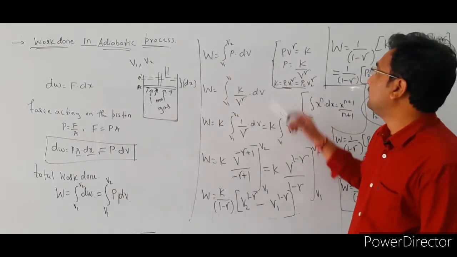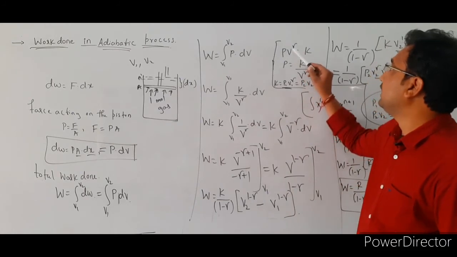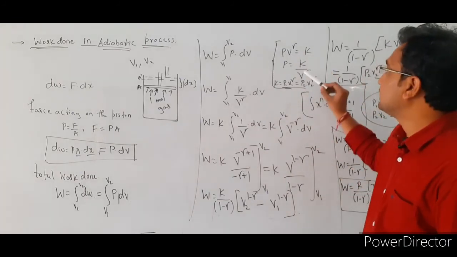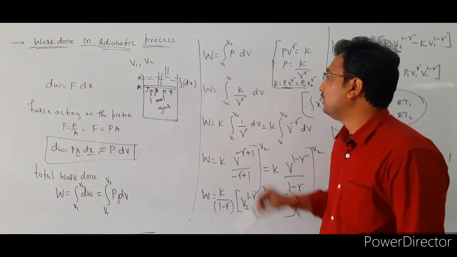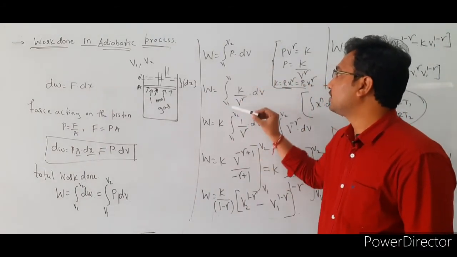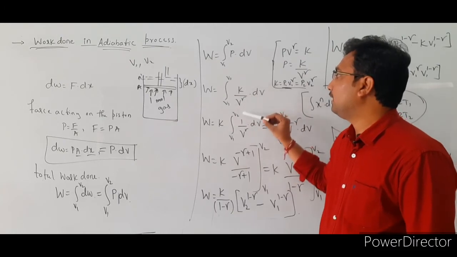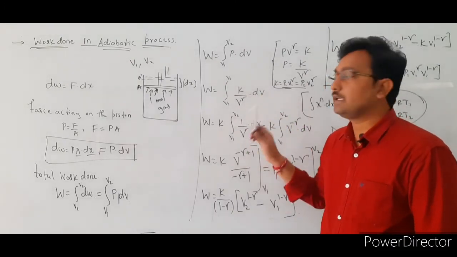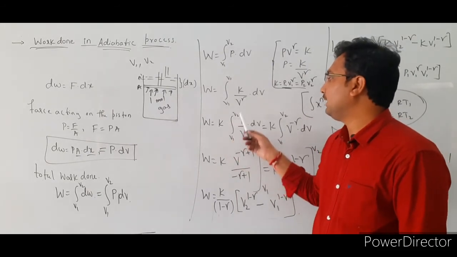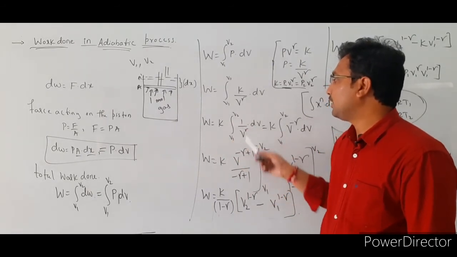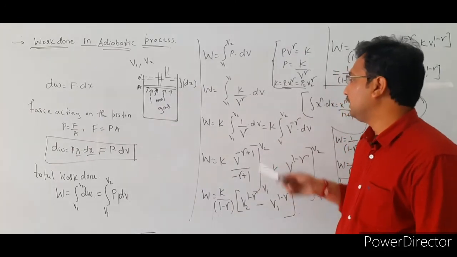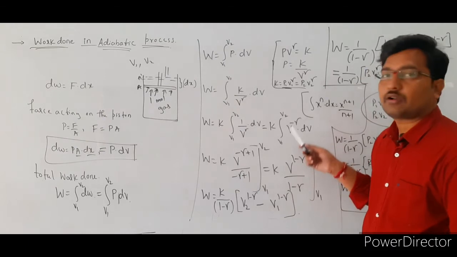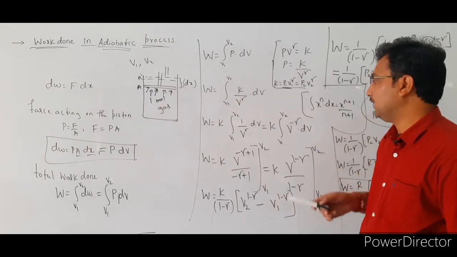So already we know the adiabatic equation, that is PV raised to gamma is equal to K, then P is equal to K divided by V to the power of gamma. Substitute this P value in this equation, then W is equal to integration from V1 to V2 of K divided by V to the power of gamma with respect to dV. Here K is a constant term, take it outside, then W is equal to K integration from V1 to V2 of 1 divided by V to the power of gamma into dV. Okay, this is equal to K, it can be written as V to the power of minus gamma with respect to dV.